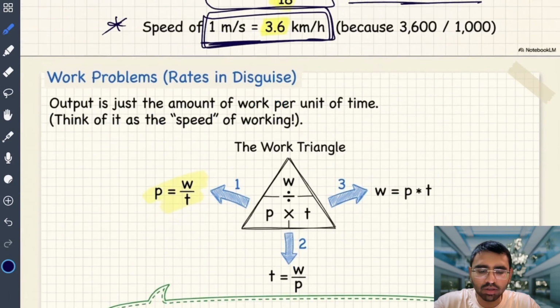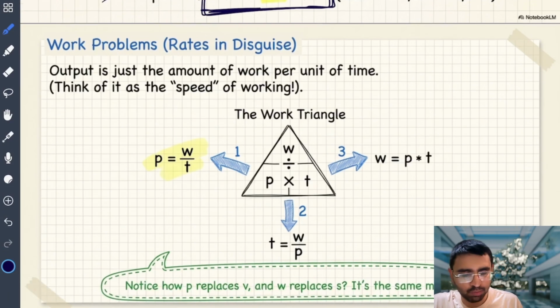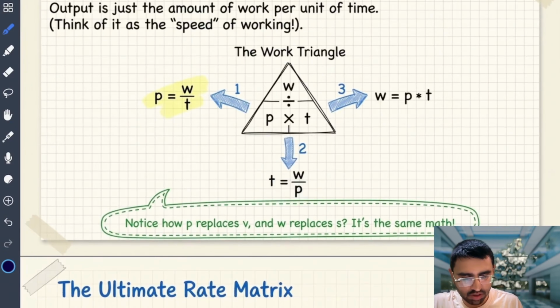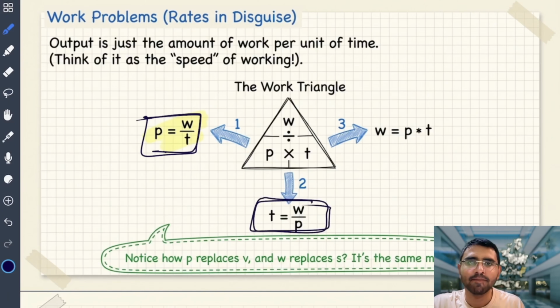Coming to a similar pattern of questions, work problems. Output is just the amount of work per unit of time. Think of it like the above case: speed, distance, and time. Think the same way, and it is the speed of working. Okay, output is the speed of working. So the work triangle is W, P, and T. P, output, is work divided by time, and time is work by output, and work is equal to output into time.